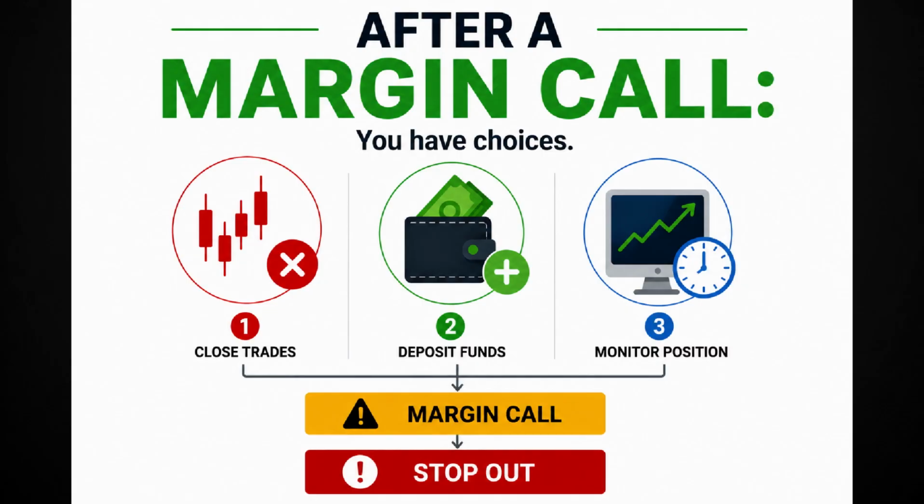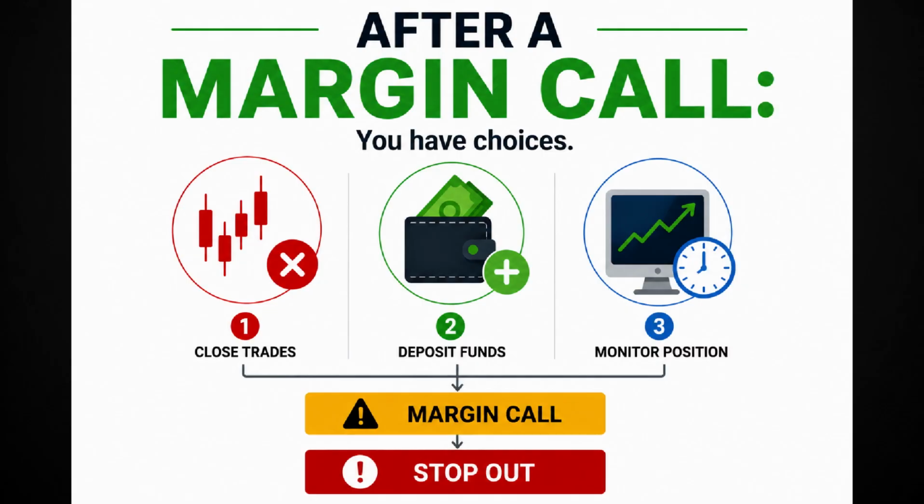Most brokers begin by closing losing positions one at a time until your margin level rises back above the required level. However, the exact process depends on your broker's policies. Although this can be disappointing, the purpose of a stop out isn't to punish you. It's a safety mechanism designed to prevent your account from falling into even greater losses.